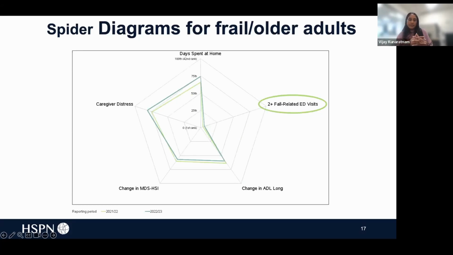Moving on to how the spider diagrams look for frail and older adults. Again, we have 5 different indicators for this. The one I'm going to focus on for this specific OHT is the fall-related ED visits. You could see that this OHT performed better than most OHTs for fall-related ED visits, and they've been ranking quite high consistently for both years as well, as the point is very close to the center.